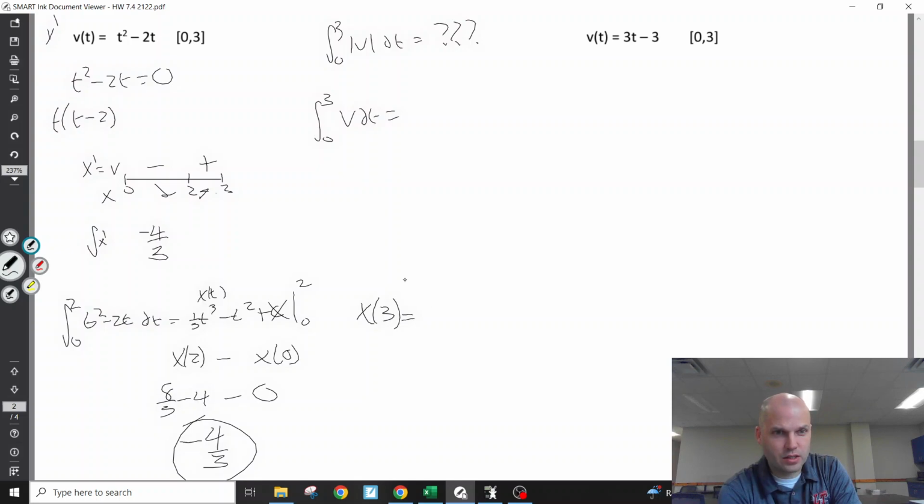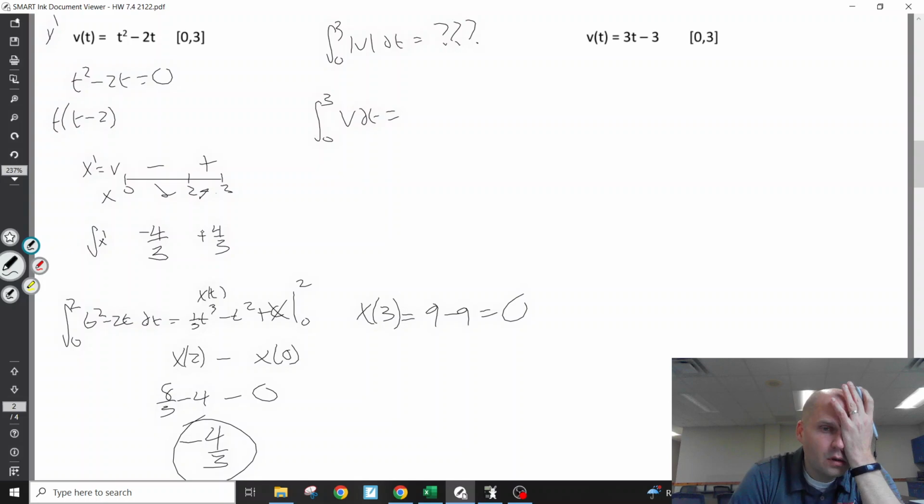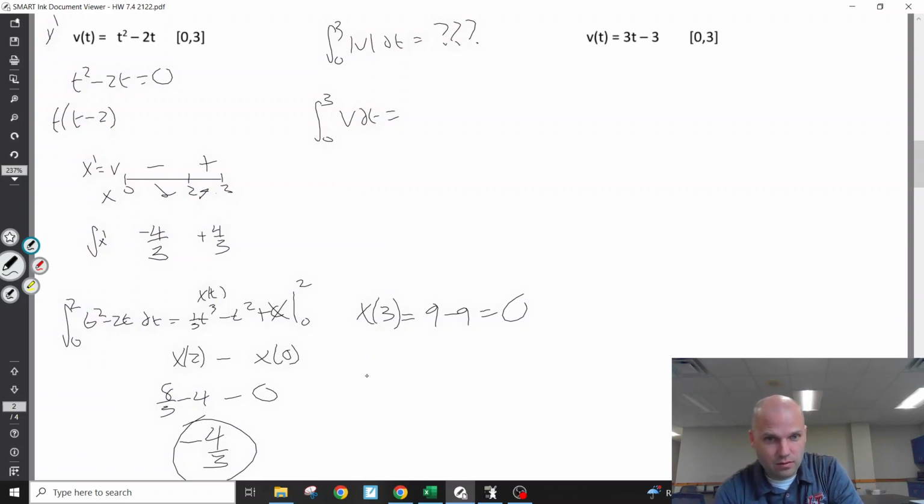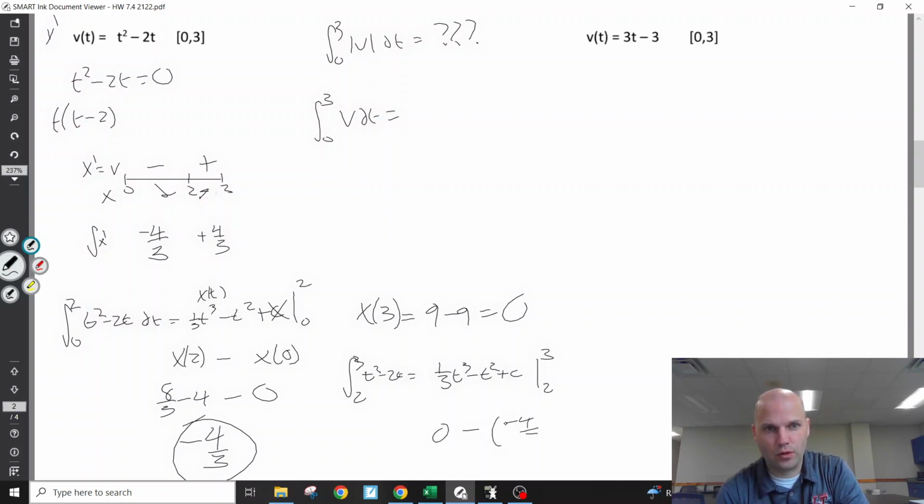X of 3 is 27 divided by 3, which is 9, minus 9, which is also 0. I'm going to actually go back to 4/3 as well. If we want to do that out, we can. 2 to 3 of t squared minus 2t. Again, I use 1/3 t cubed minus t squared plus c. That's my position function. From 2 to 3, I will get 0 minus negative 4/3. That's x of 3 minus x of 2.